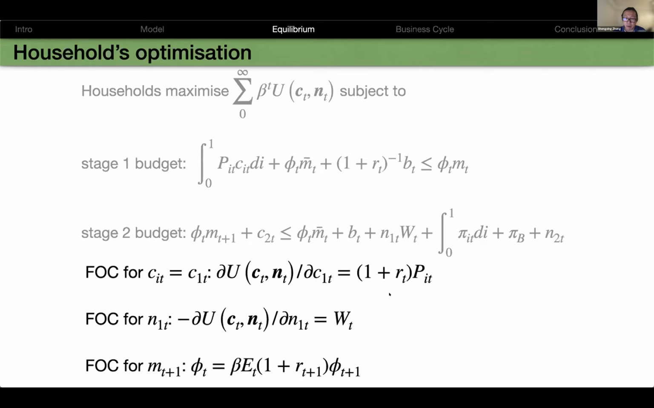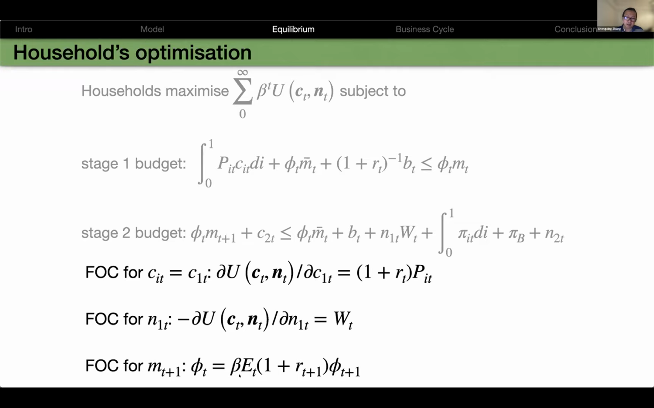Now if you look at the first order condition of labor supply, the wage income doesn't show up in the stage one budget constraint. It shows up in the stage two budget constraint. So this 1/RT, the shadow value of the stage one budget constraint, doesn't show up in the first order condition for labor.